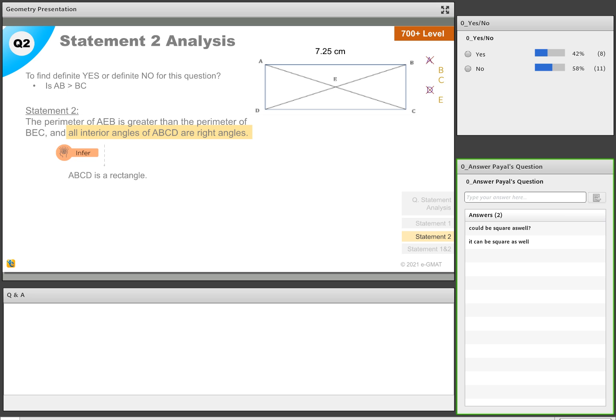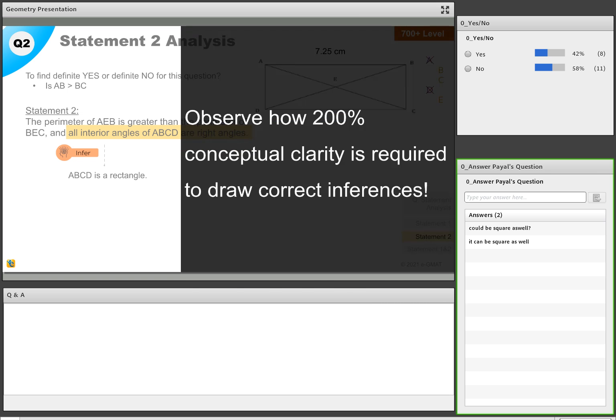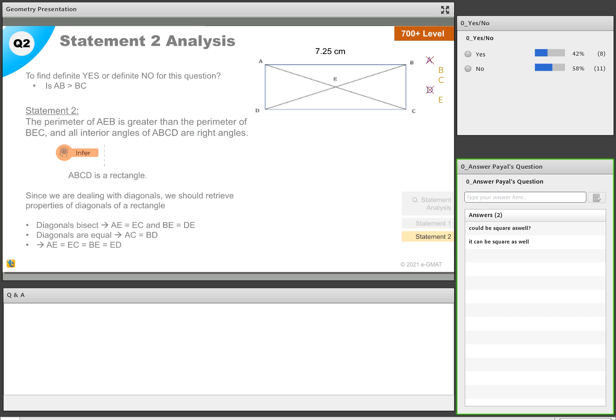But all rectangles are not squares, right? So you have to always understand that segmentation. Okay, so ABCD is a rectangle. Now, because we are dealing with diagonals, we should retrieve the properties of diagonals.